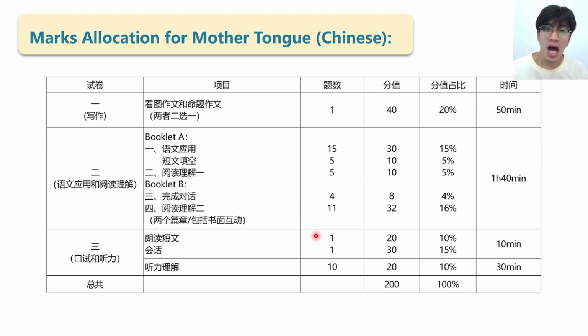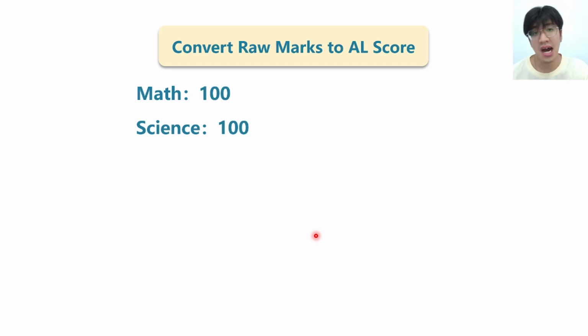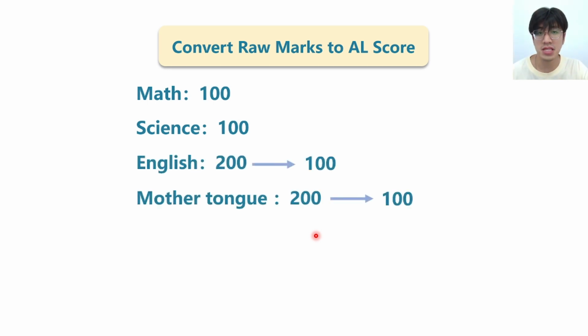Now let us discuss how we can convert all these raw marks into the corresponding AL score. So, in order to understand how we can convert raw marks to AL score, let's do a quick recap of the full marks of each subject. For Math and Science, 100. For English and Mother Tongue, it's going to be 200. So, it's going to take an extra step to convert them into out of 100.